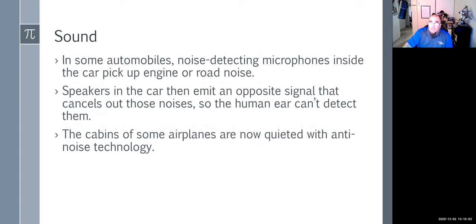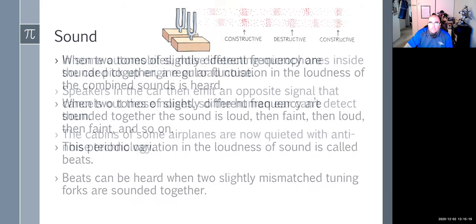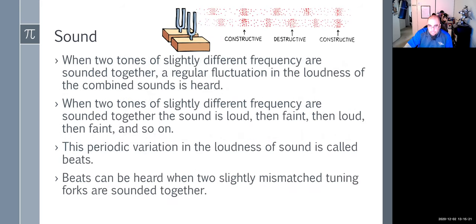So in some automobiles, I talked about noise detecting sounds already. Speakers can emit it, right? Cabins of airplanes are now quieted with anti-noise technology, right? Have you ever noticed that once you get going in an airplane, it's pretty quiet? Well, that's because they're using this technology, right? Especially airlines like Qatar Airways and Saudi Airlines, they really have high-end noise technologies inside their cabins.